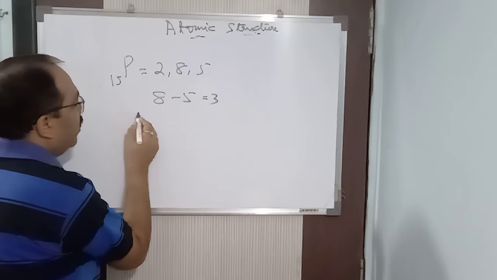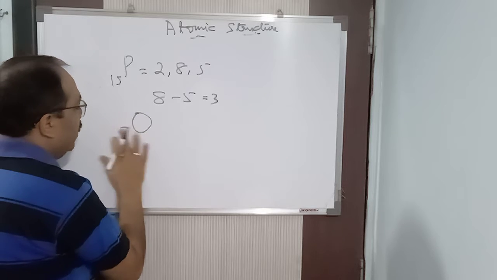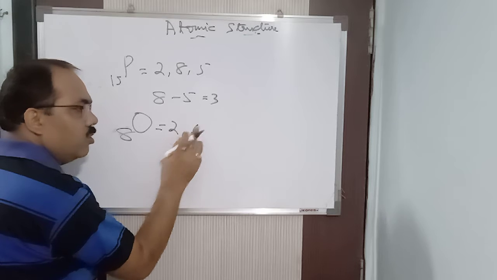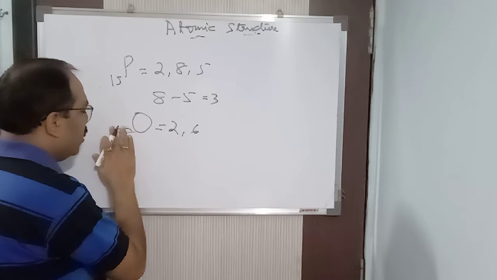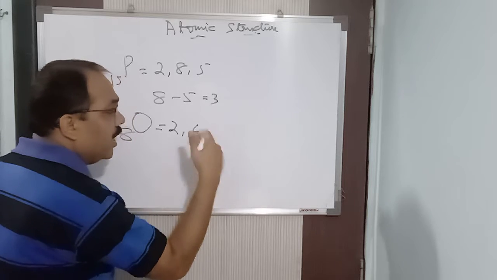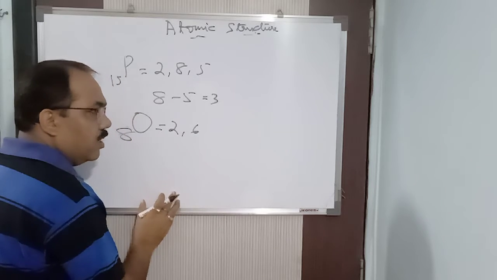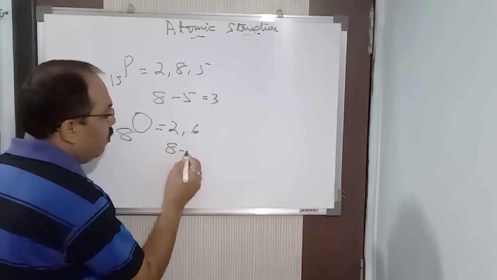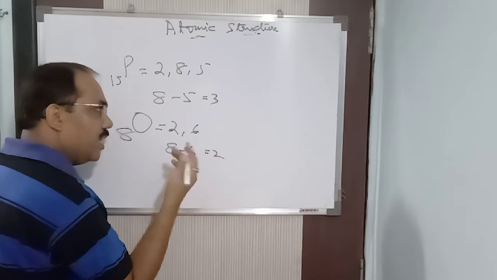Similarly, if it is oxygen, oxygen has atomic number 8, so it is 2, 6. So here also you can see 2 electrons are required. When I say 2 electrons are required, required for what? To attain the octet structure. Because once it attains the octet structure, it attains stability. So hence, how do I find 2? 8 minus 6.